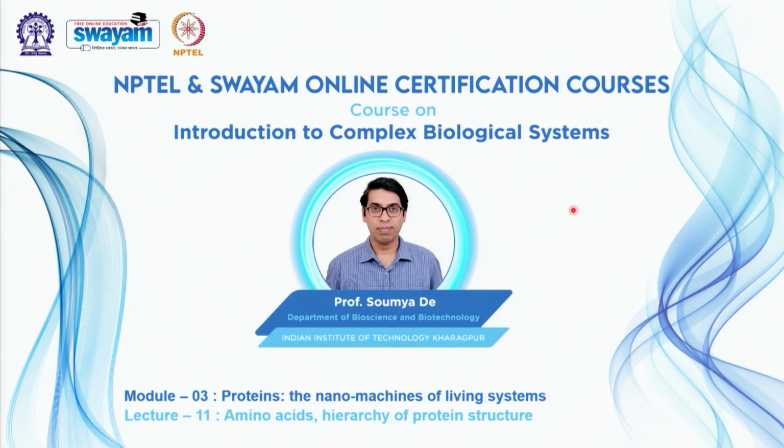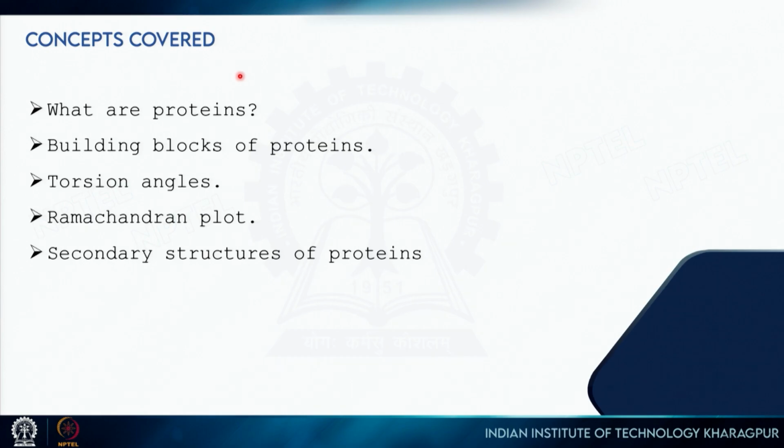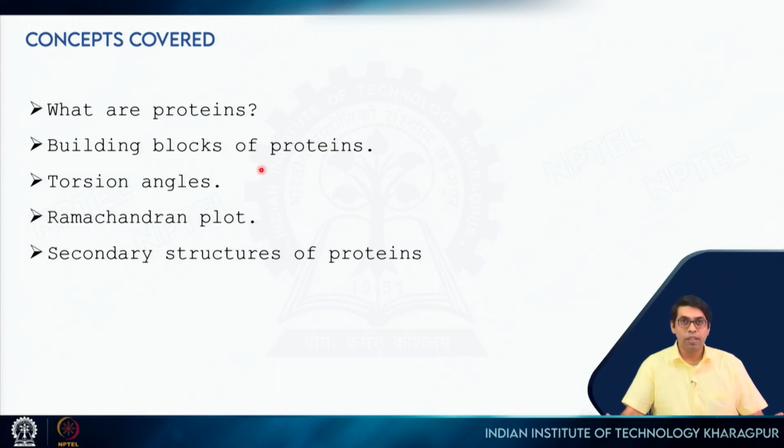Today I am going to talk about proteins, which are nano machines of any living system. So this is module 3 and I am going to give you the basic idea about what proteins are, what the building blocks of proteins are, because proteins are after all polymers. Then I will go into the concepts of torsion angles, Ramachandran plot and secondary structures of proteins.